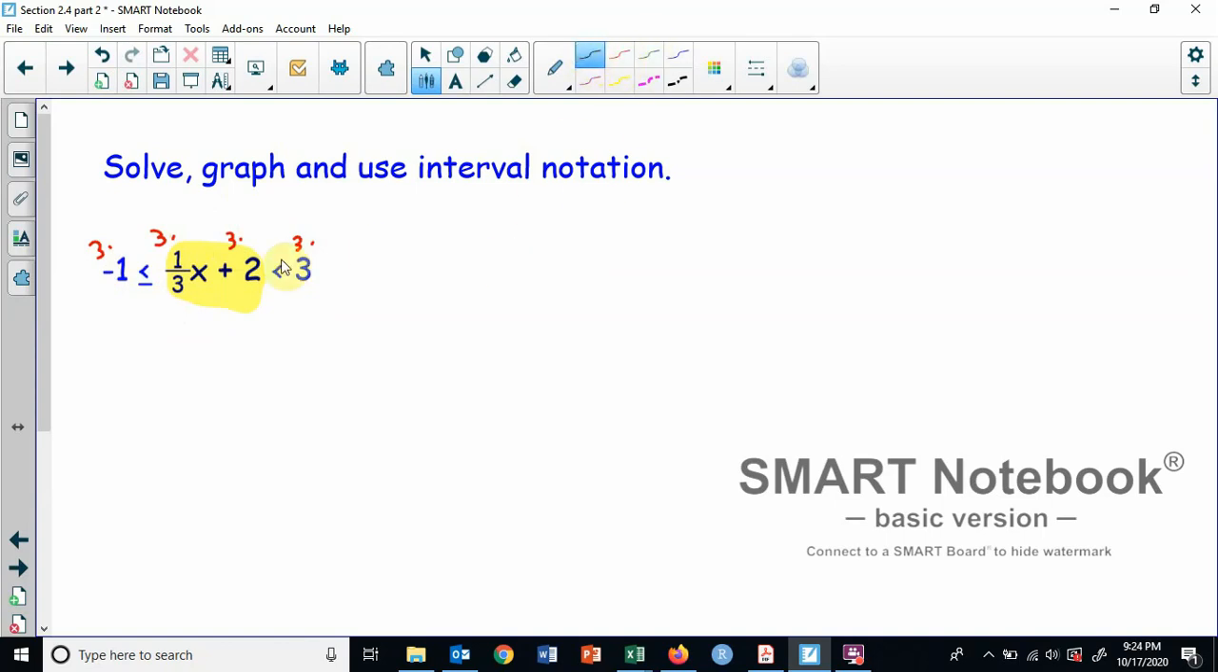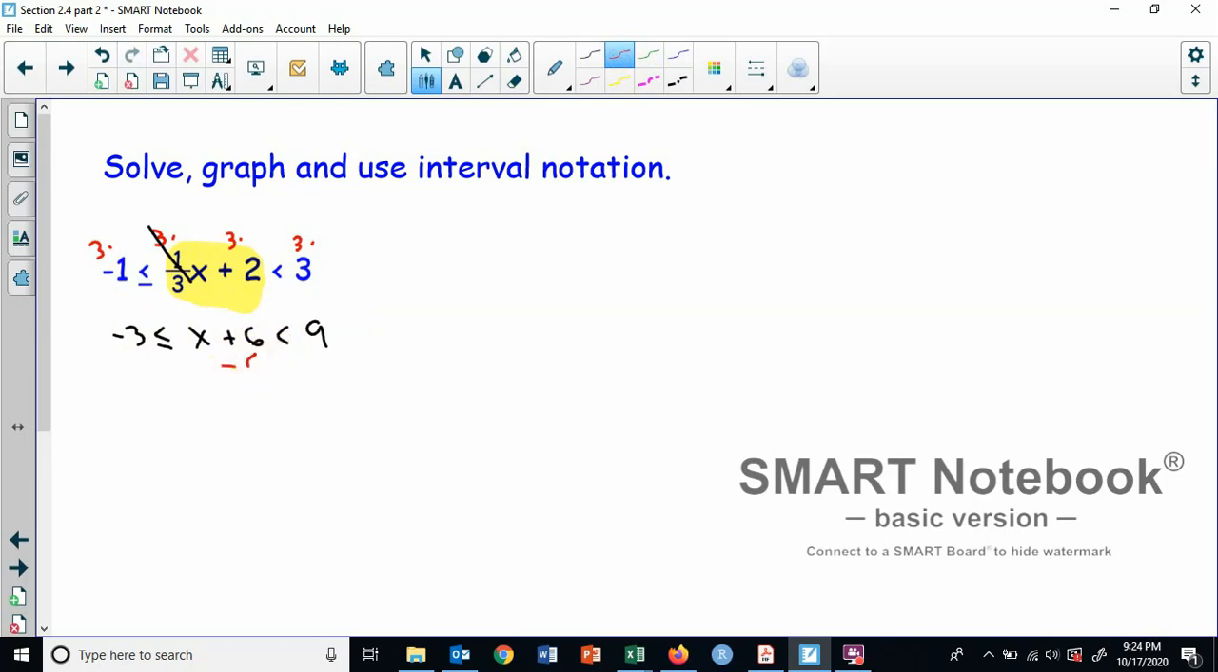And this will give us a lot simpler of an expression, because the 3 and the 1/3 will cancel, leave me with just x. 3 times -1 is -3. And 3 times 2 is 6. And 3 times 3 is 9. So there, I still have this expression in the middle with x. I'm still working on solving it. It's not by itself yet.